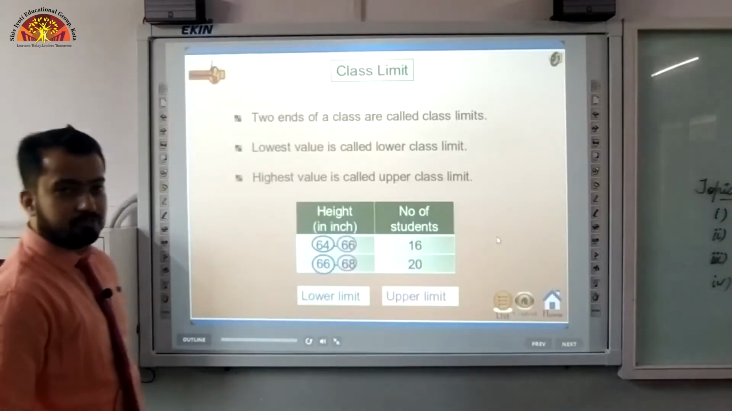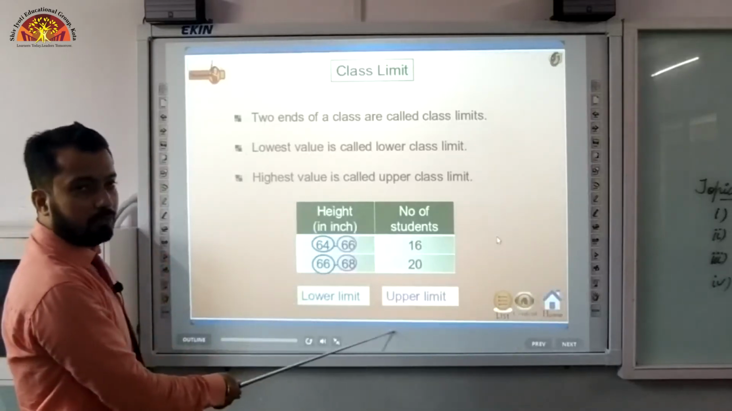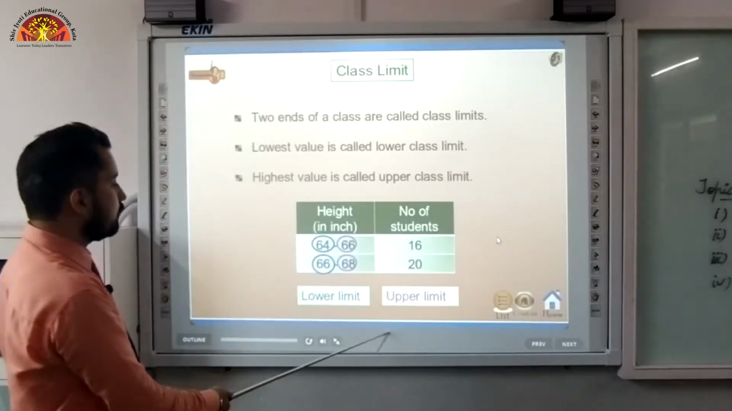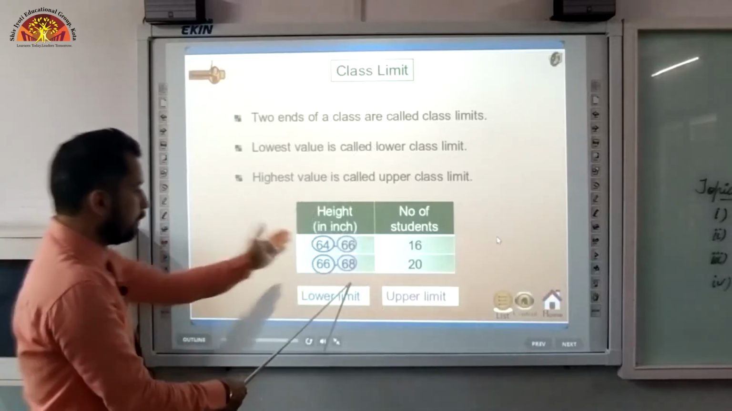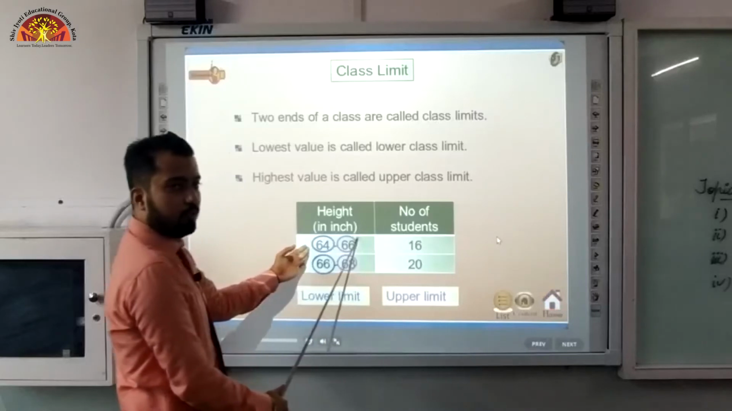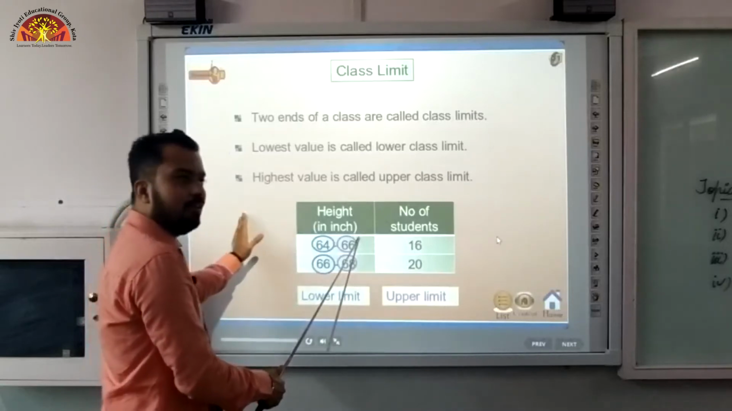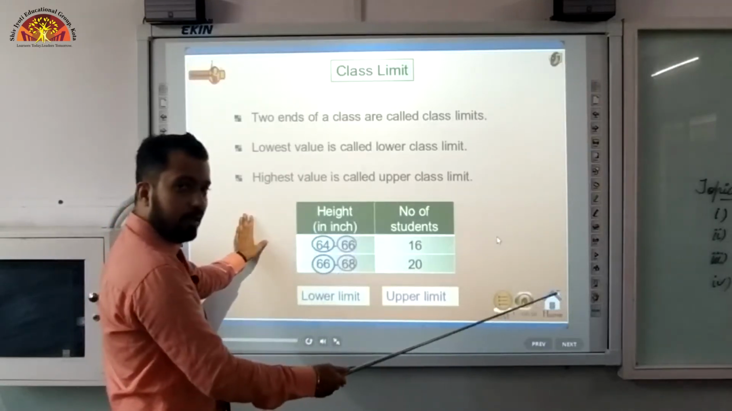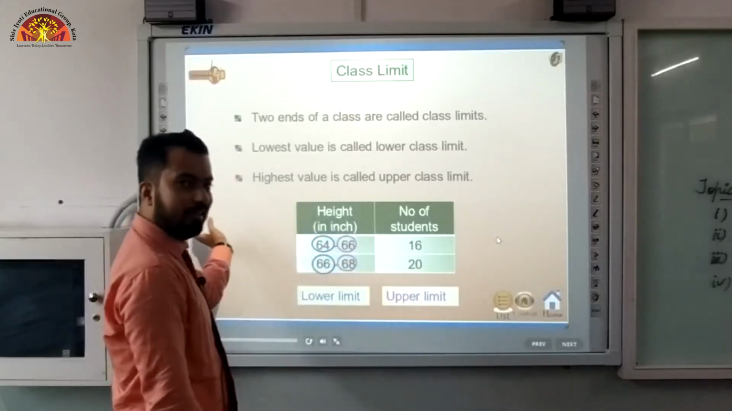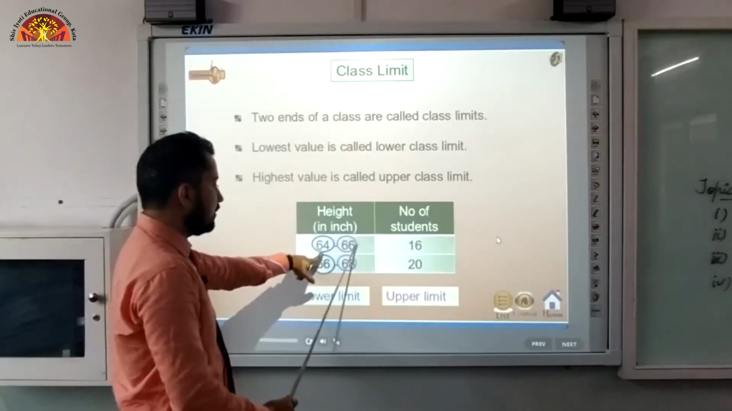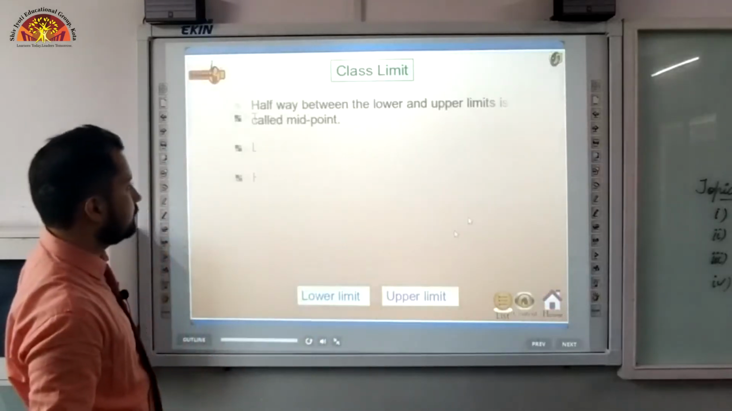Next comes class limits. There are two types of class limits: the lower limit and the upper class limit. What are they, how do we count them, and how can we observe them? Class limits are of two types, lower and upper, as I have told you. These are the classes. Focus here only: the left hand side value is known as the lower class limit and the right hand side value is known as the upper class limit. You can observe in this class that 64 is at the left side, so this is the lower class limit, and this stands at the right side, so this is the upper class limit.